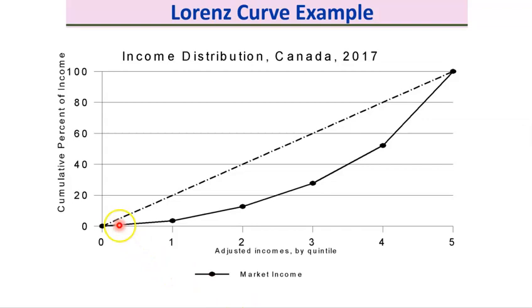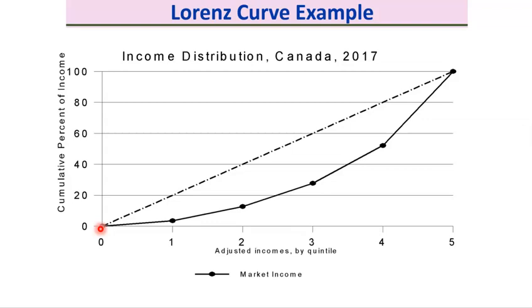Now, what's this dashed line across here? Well, this is kind of a line of reference, you might say. It shows us what would happen if the bottom 20% of the population actually had 20% of the income, and 40% of the population, the first two quintiles, had 40% of total income. In other words, if income were equally divided across the entire population, then the Lorentz curve would lie on that diagonal line.